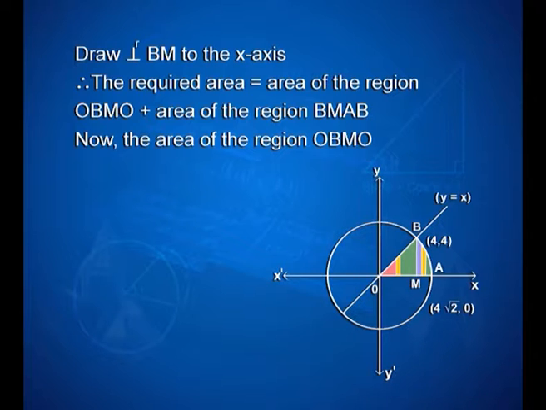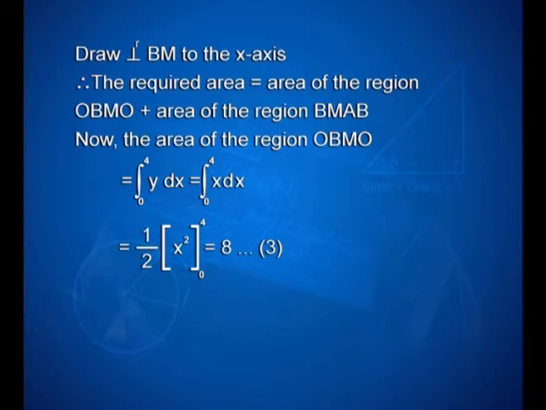Now, the area of the region OBMO is equal to the integral from 0 to 4 of y dx, which is equal to the integral from 0 to 4 of x dx, that is equal to 1/2 times x squared with limits 0 and 4, which is equal to 8. This is the third equation.